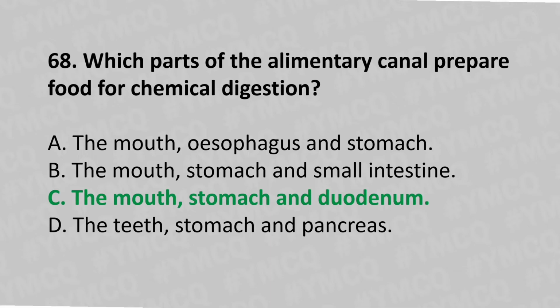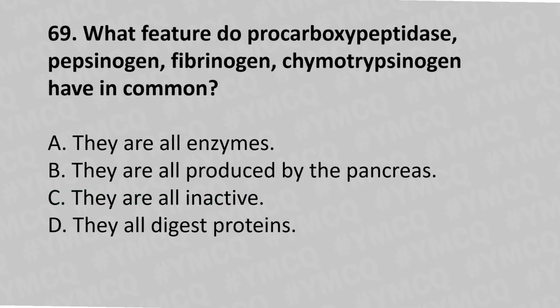Now let's move to question number 69. What feature do procarboxypeptidase, pepsinogen, fibrinogen and chymotrypsinogen have in common? Option A, they are all enzymes. Option B, they are all produced by the pancreas. Option C, they are all inactive. Option D, they all digest proteins. And the answer is option C, they are all inactive.